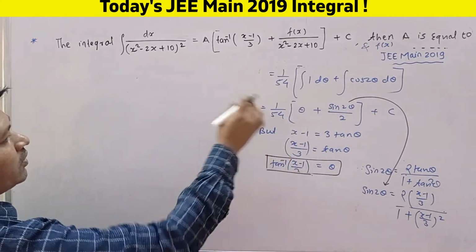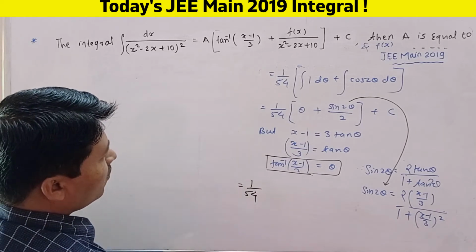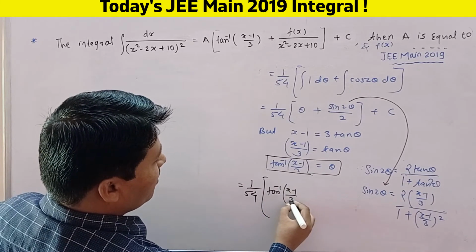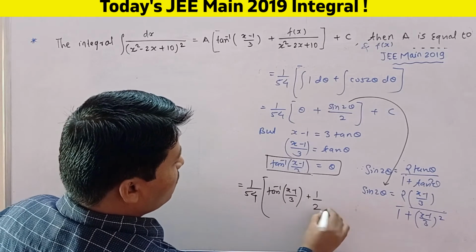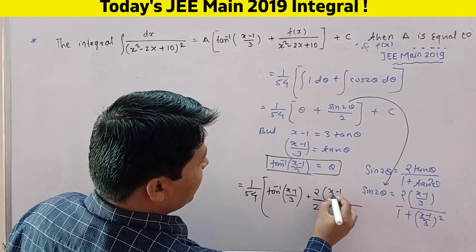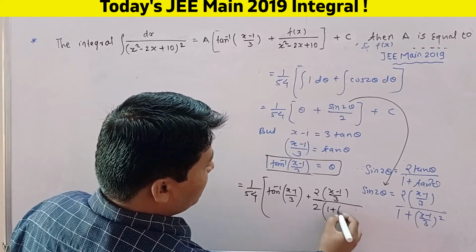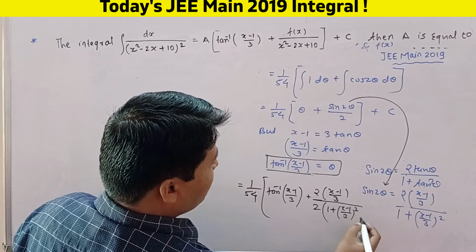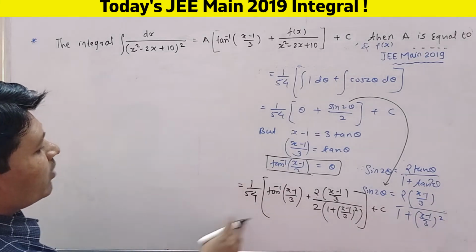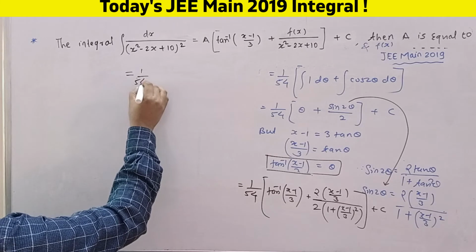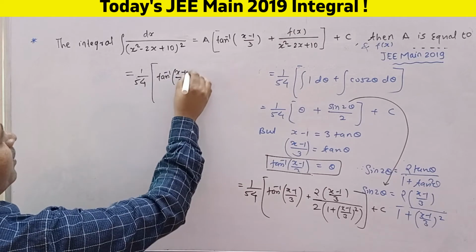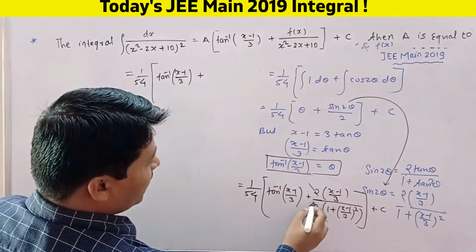Therefore this integration becomes 1 upon 24, and theta is tan inverse x minus 1 divided by 3, then plus 1 by 2 as a constant term, and sin 2 theta is 2 times x minus 1 divided by 3 in bracket 1 plus x minus 1 divided by 3 bracket square, bracket complete, and plus c is the constant of integration. Now simplify this term: 1 by 24 in bracket tan inverse x minus 1 divided by 3 and the plus. Here the 2 cancels.